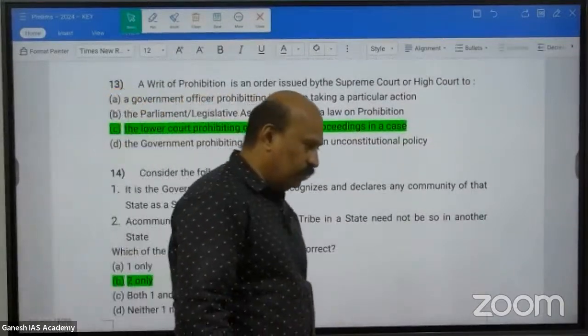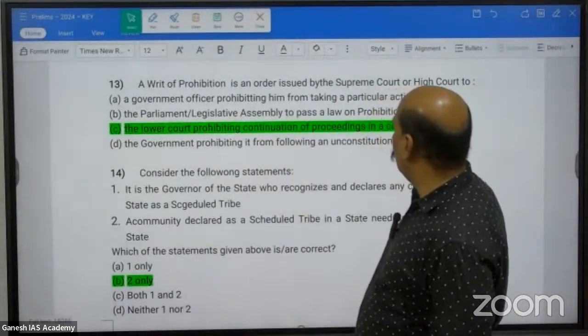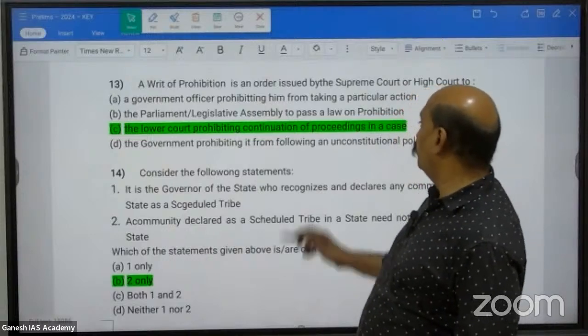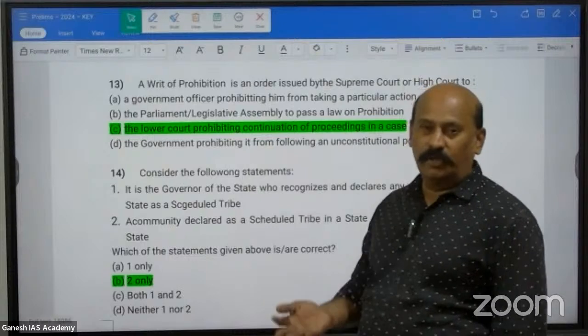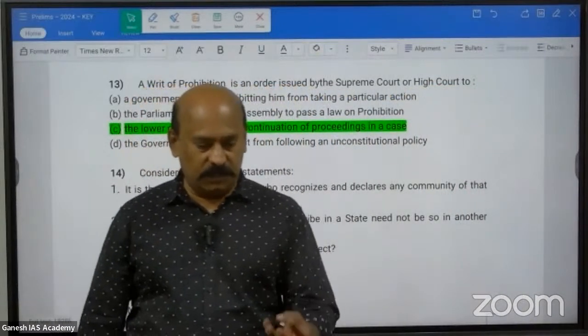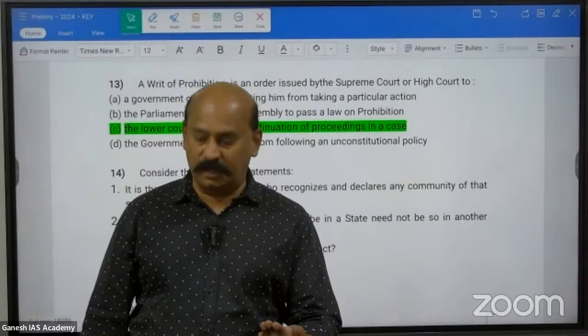Again, this is a very interesting question, how the UPSC confuses people. Writ of prohibition is an order issued by the Supreme Court of India or High Court to a government officer prohibiting from taking action. It's very clear, it's an order. There are 5 writs mentioned in the Constitution, Articles 32 and 226: writ of habeas corpus, mandamus, prohibition, certiorari, and quo warranto.